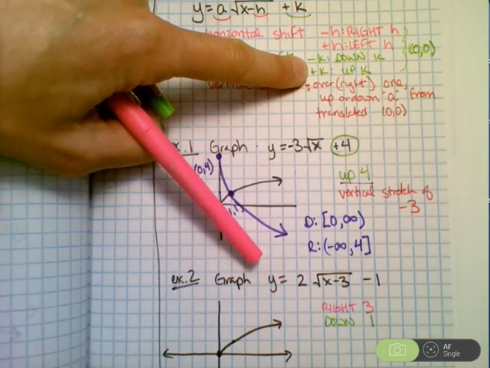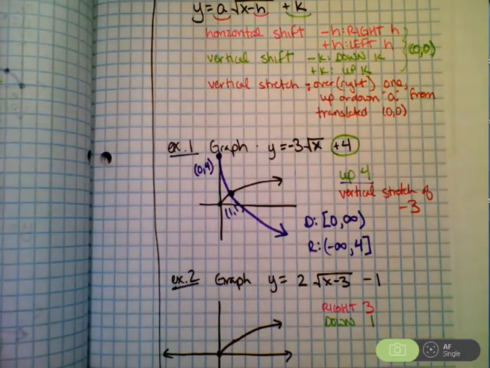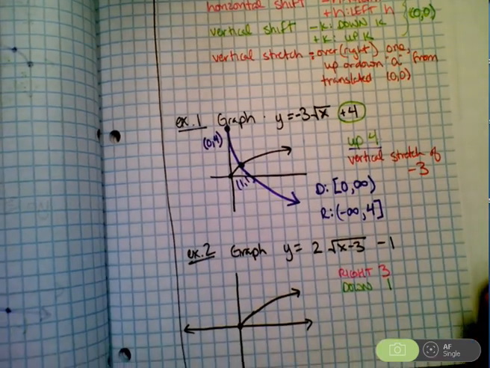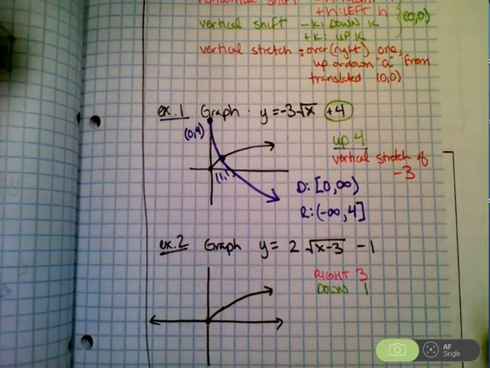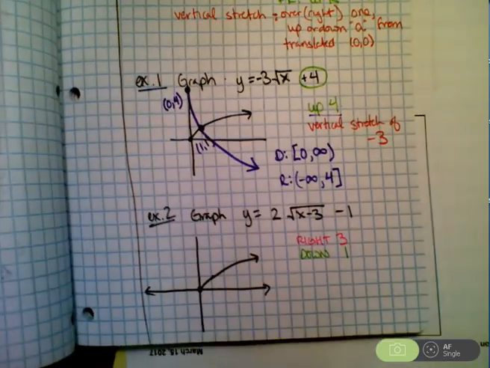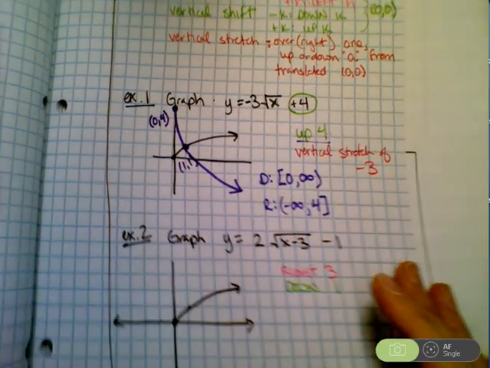And remember, I'm going to plot that point first. That's my transformed vertex point.